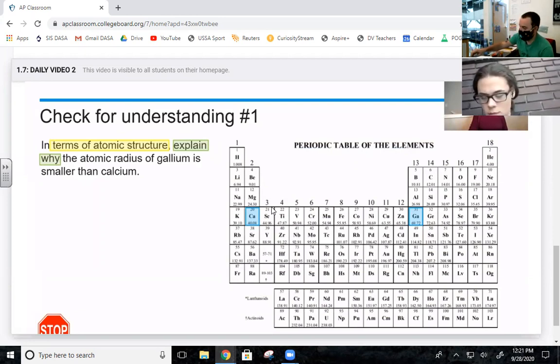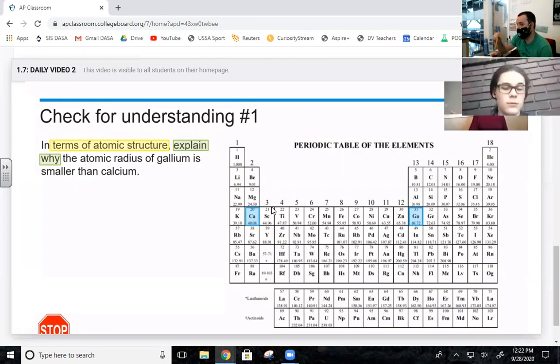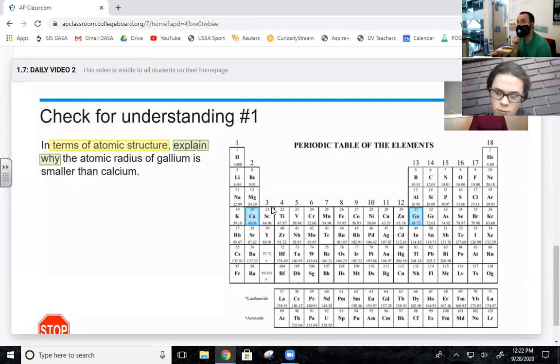It's the number of protons in the nucleus is higher for gallium. Thus, it pulls on the valence shell harder. Okay? Because gallium and calcium have the same valence shell. It's not about the number of electrons in the valence shell, it's about which shell it is. They have the same valence shell because they're in the same row. So the rows indicate the valence shell. If they're in the same row, they have the same valence shell.